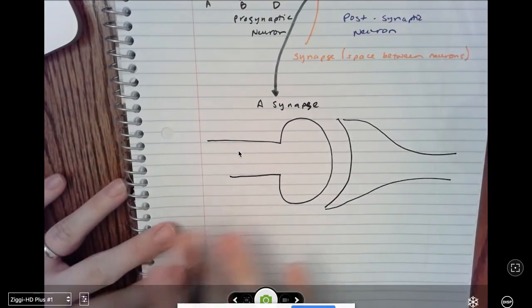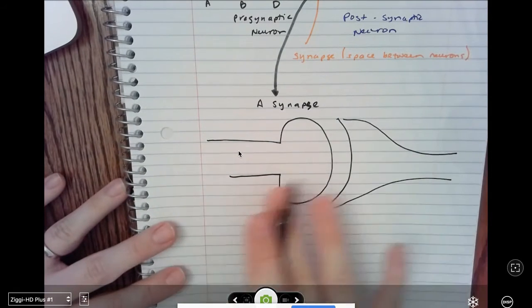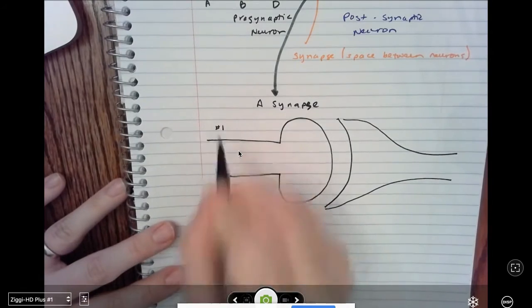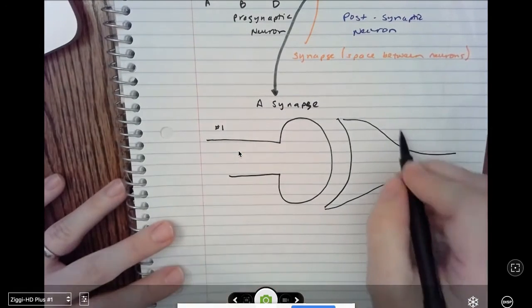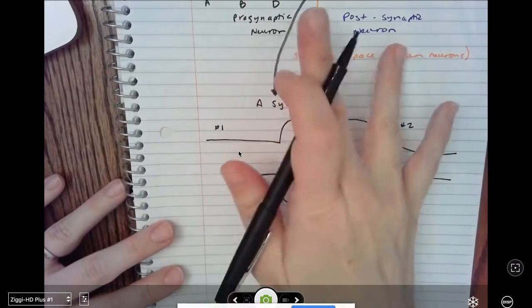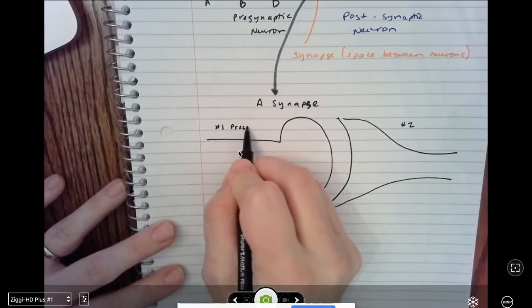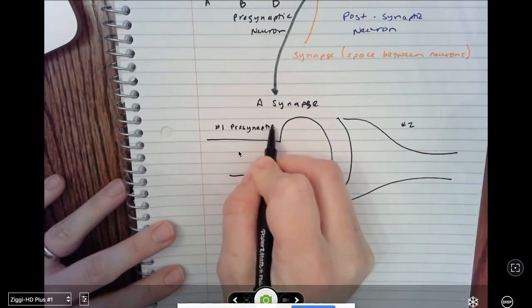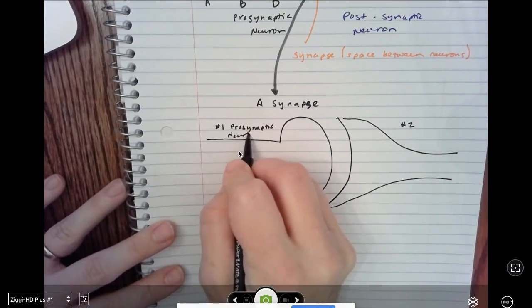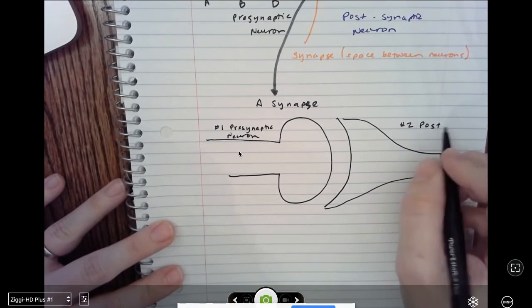So please go ahead and label which type of neuron each of these are. So this will be neuron number 1. Go ahead and label what that is, and neuron number 2. Please label what type of neuron that is using these terms up here. This right here is your presynaptic neuron. We're just taking a zoomed in look at it. And this over here is after the synapse, so it's the postsynaptic neuron.